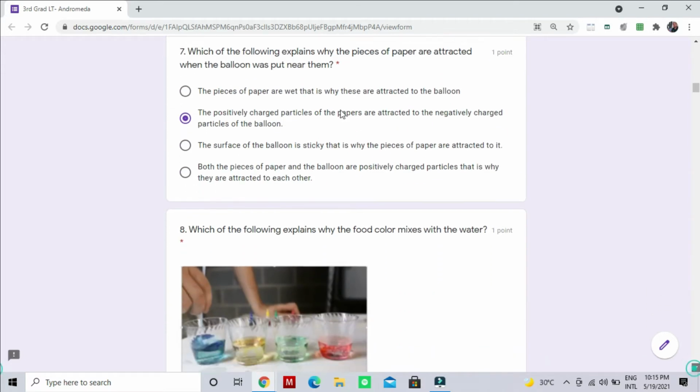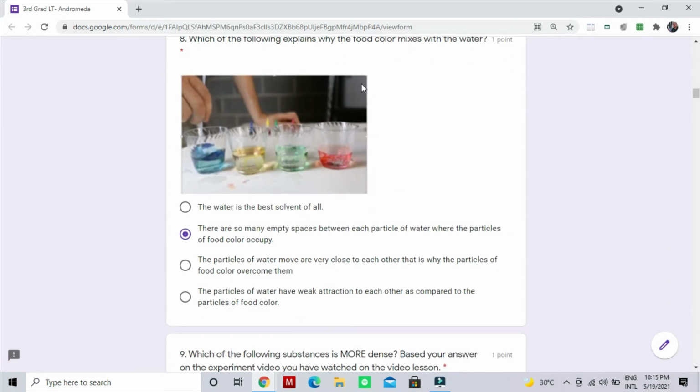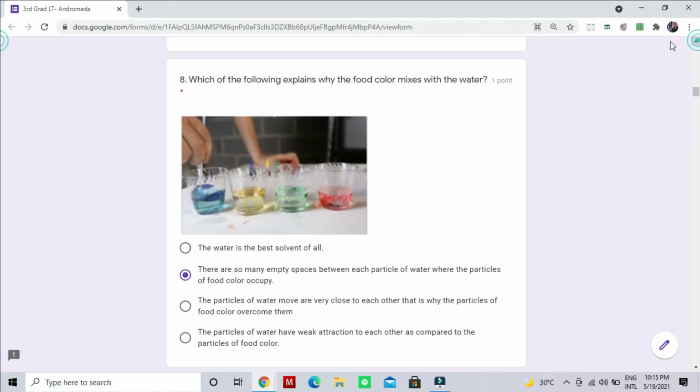Question number 7. Which of the following explains why the pieces of paper are attracted when the balloon was put near them? The correct answer is the positively charged particles of the papers are attracted to the negatively charged particles of the balloon. Question number 8. Which of the following explains why the food color mixes with the water? The correct answer is there are so many empty spaces between each particle of water where the particles of food color occupy.